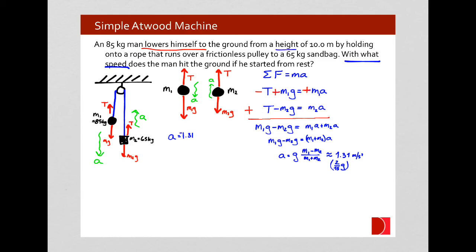We know that he starts from a height of 10 meters and he hits the ground later, so that means that his change in position is a negative 10 meters. And we know that his initial velocity is 0 meters per second. We want to know what his final velocity is. We're told that he started from rest, so that's his initial velocity. We're asked with what speed does he hit the ground. That's his final velocity.